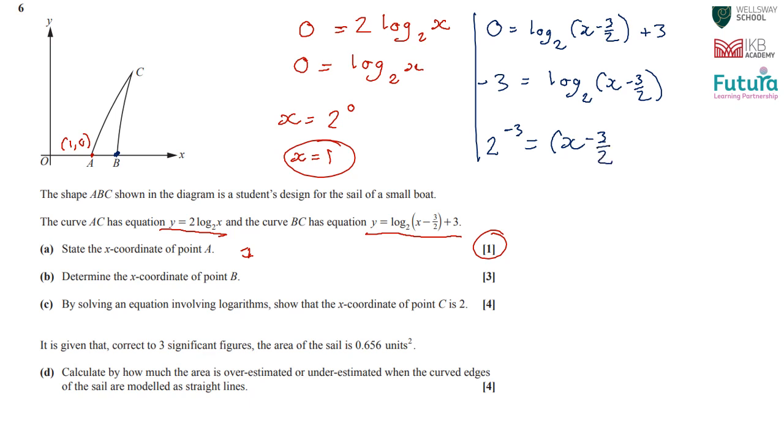I don't need to write that bracket in. I'll get rid of that bracket. And so what we get when we solve this is we get 1/8, because 2 to the power of minus 3 is 1/8, equals x minus 3 over 2. And therefore, to solve for x, you add 3 over 2 to both sides, which gives you that x equals 13 over 8, or 1.625, like that.